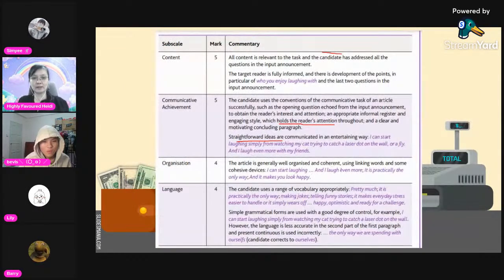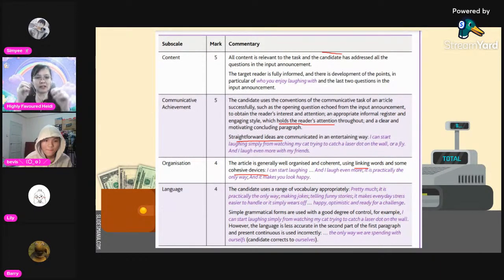The article is general, well organized, uses linking words and some cohesive devices, but not a variety. Okay, but yet not limited. As long as it's not limited, then you can score a 5. Can you see that? If it's limited, then you will go down to 3.